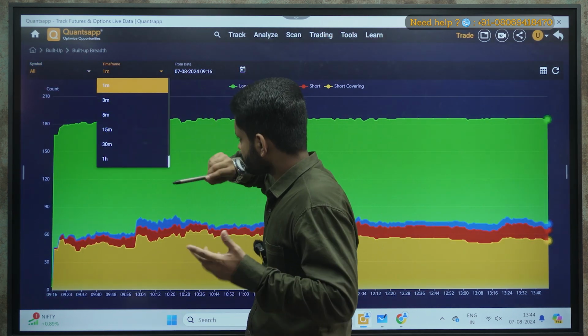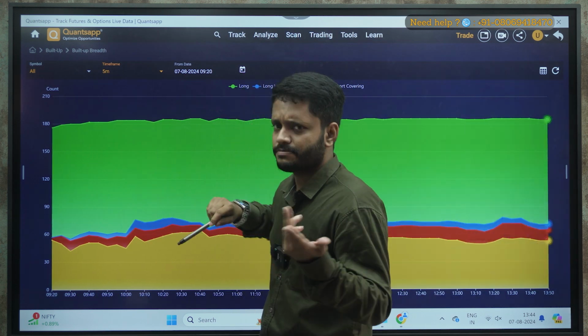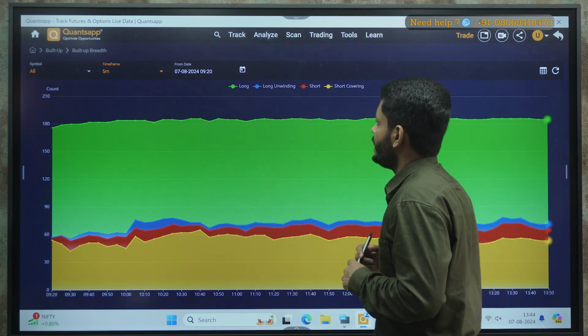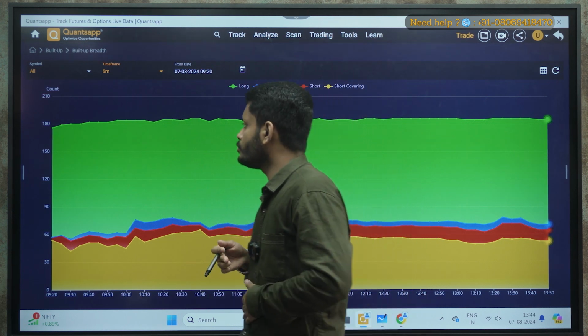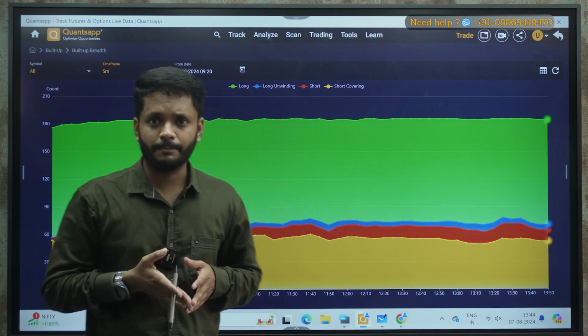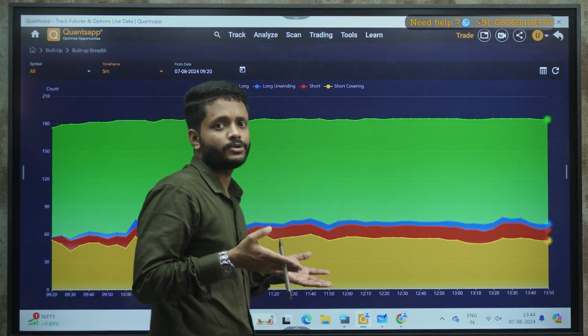Time frame, you can keep it 5 minutes or 15 minutes as per your convenience. From date, from when to when you want to check. If you are an intraday trader and want to check the day's build up breadth, then from 9:15 onwards you can start gauging this.